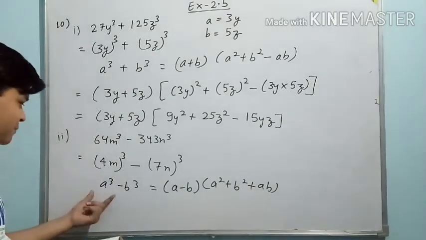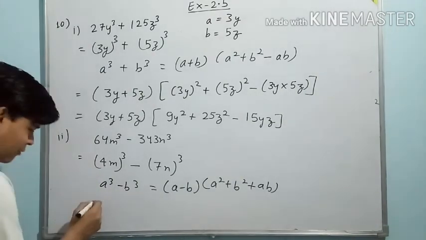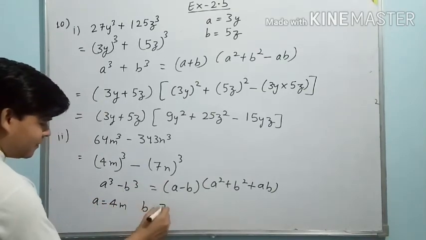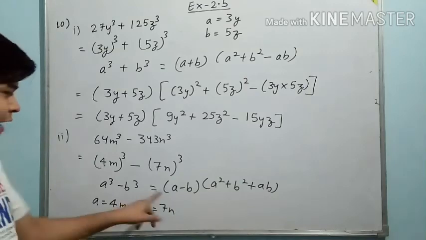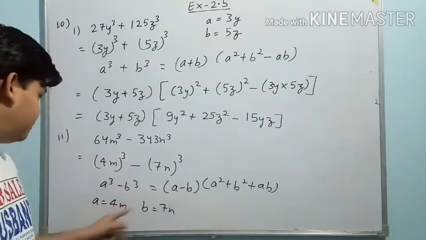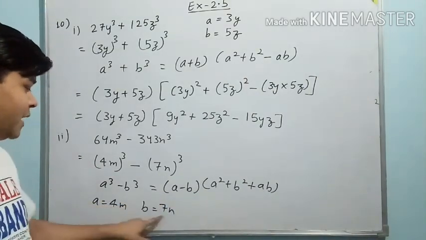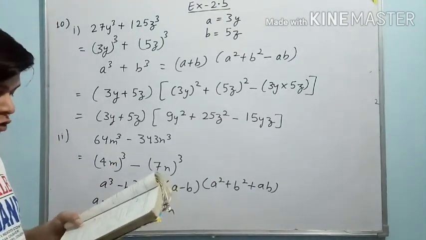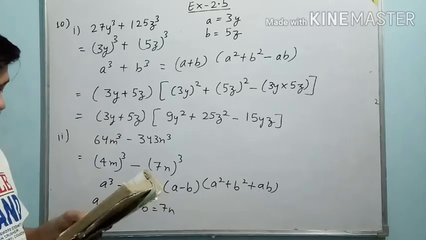So after this, let's put the value of a is equals to 4m. Here I am also writing that a is 4m and your b is 7n. So in place of a and b, let's put this value 4m and 7n, and you can solve further and you will get the answer of this. Now let's move to question number 11.